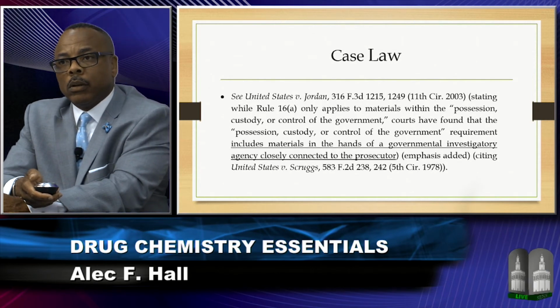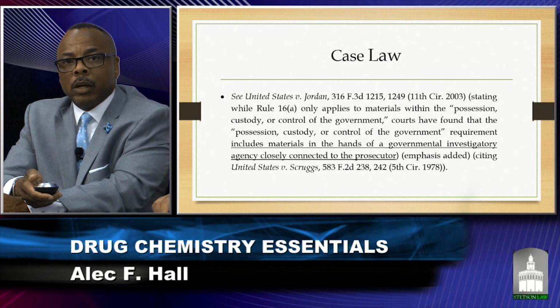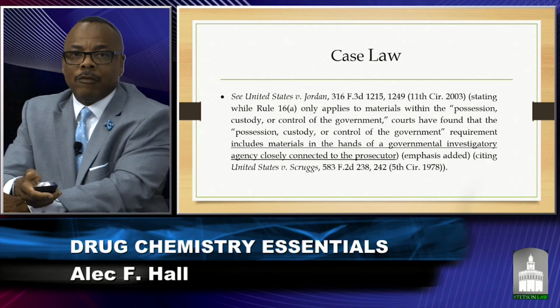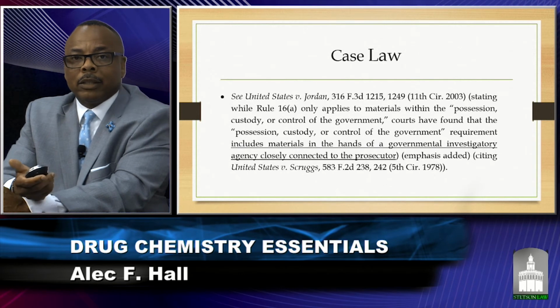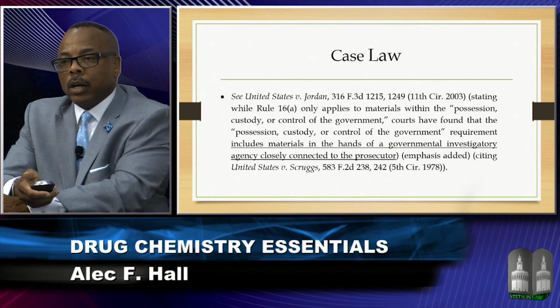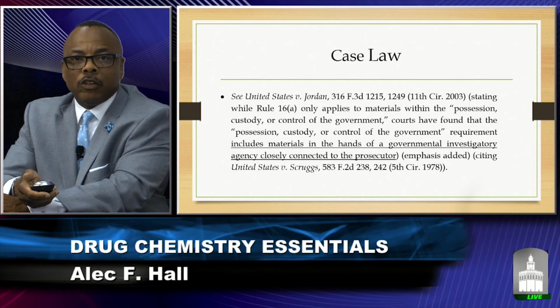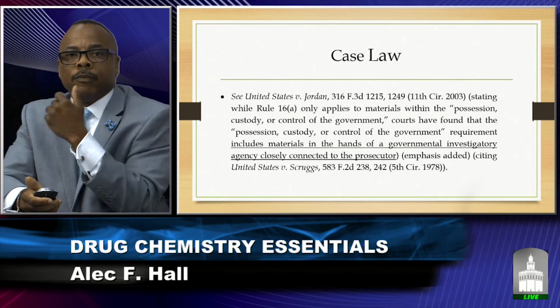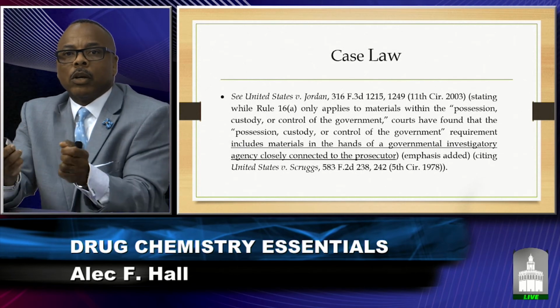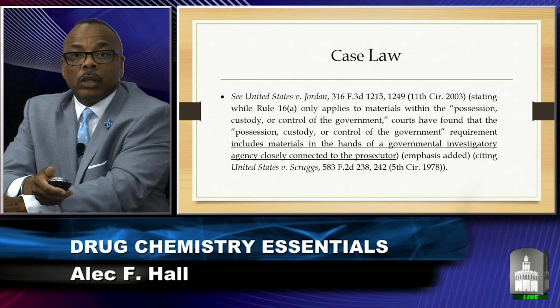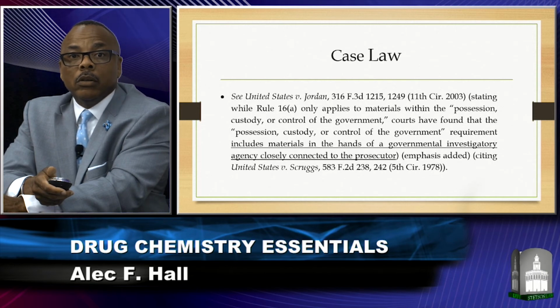United States versus Jordan. Prosecutors should know it. Defense attorneys should sleep with it because the investigating agency, DEA, for example, ATF, or any other investigating agency, FBI, they've collected drugs. Prosecutor says, well, hey, I don't have it. Well, that's not sufficient because Jordan clearly says it only applies to materials within the possession, custody, or control of the government. Courts have found that the possession, custody, or control of the government requirement includes materials in the hands of a government investigatory agency closely connected to the prosecutor.